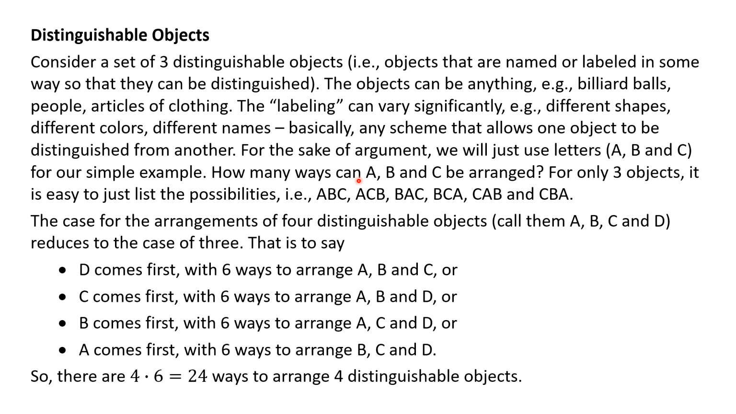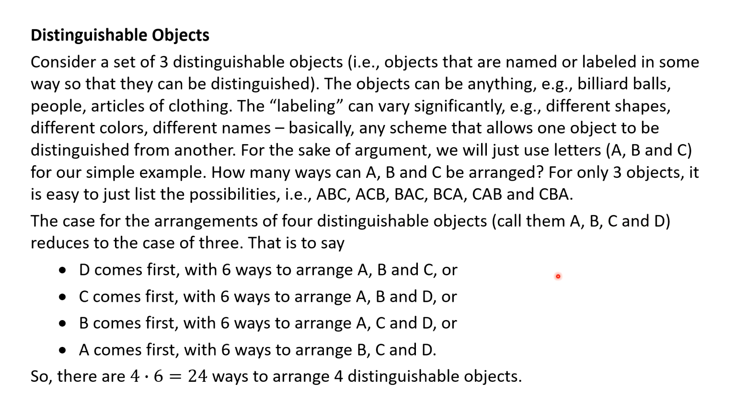We'll take a simple example here. How many ways can A, B, and C be arranged? For only three objects, it's pretty easy. We can just list them all here. We take A first, and we do BC and then CB. And then we take B next as being the first. And then we take AC and CA, and then we take C first, and then we have either AB or BA following it.